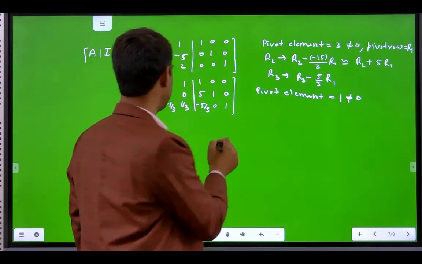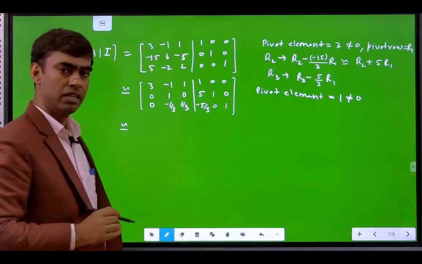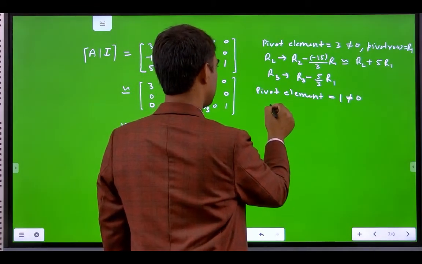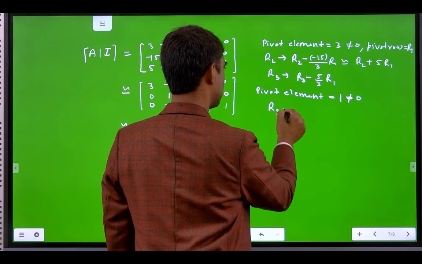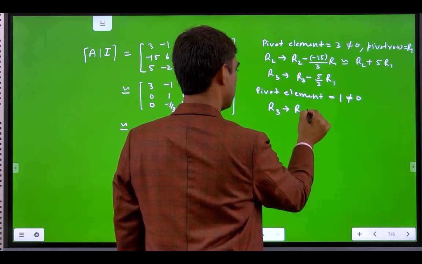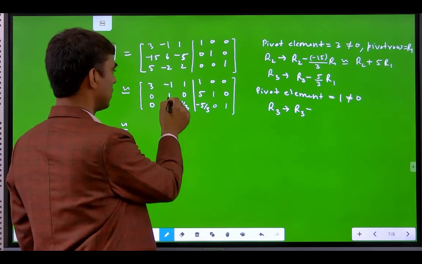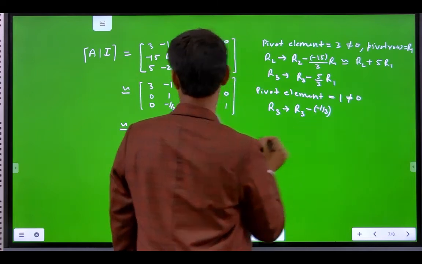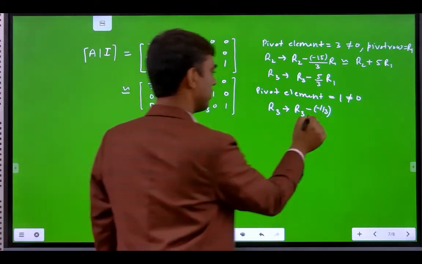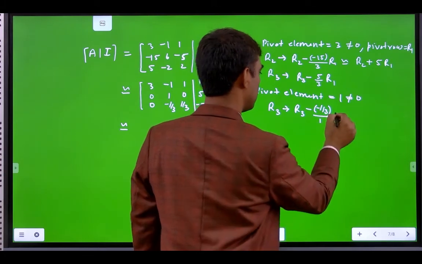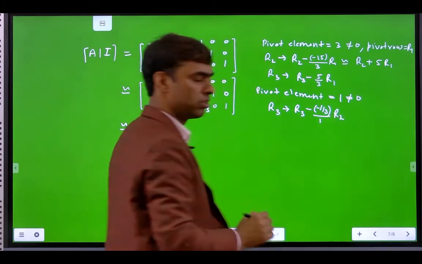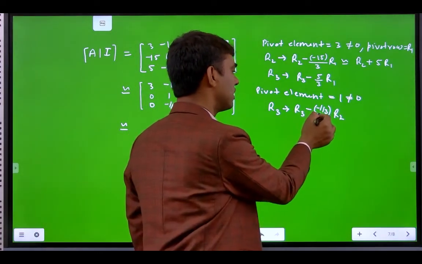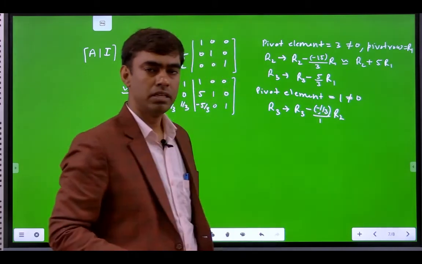So here we try to eliminate the second variable from the third equation. For this, we perform the transformation on R3: R3 tends to R3 minus the coefficient of this variable, minus 1 by 3, divided by the pivot element. The pivot element is 1, then the pivot row: non-pivot row minus pivot row, multiplied by the coefficient of the non-pivot row divided by the pivot element.